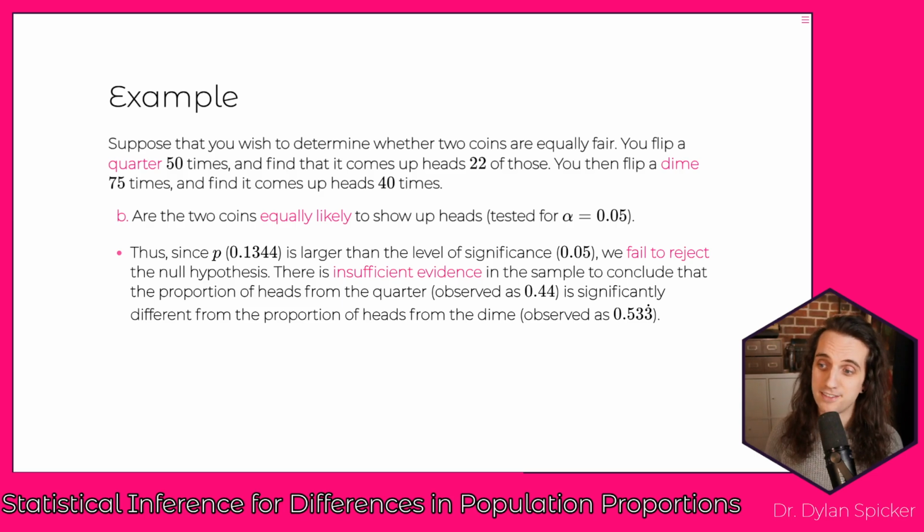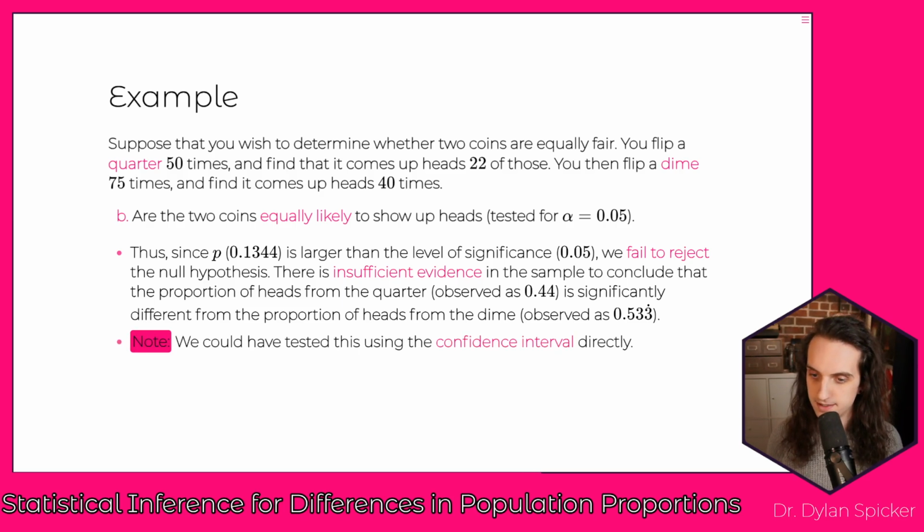There is insufficient evidence in the sample to conclude that the proportion of heads from the quarter, which we observed as 0.44, is significantly different from the proportion of heads observed from the dime, which we observed as 0.533. Right? Those aren't actually significantly different in our sample at a 5% level of significance.